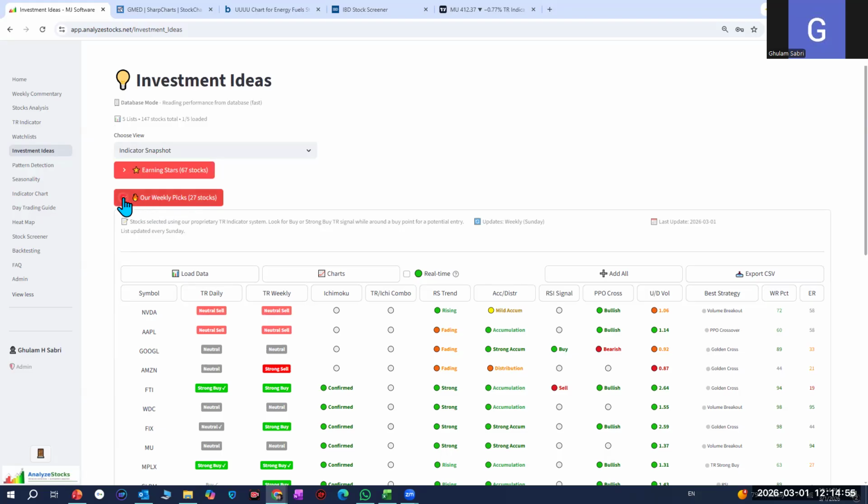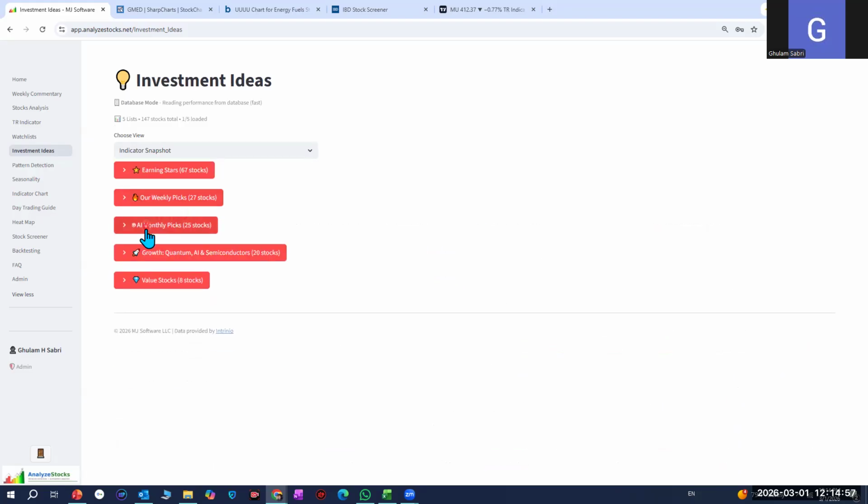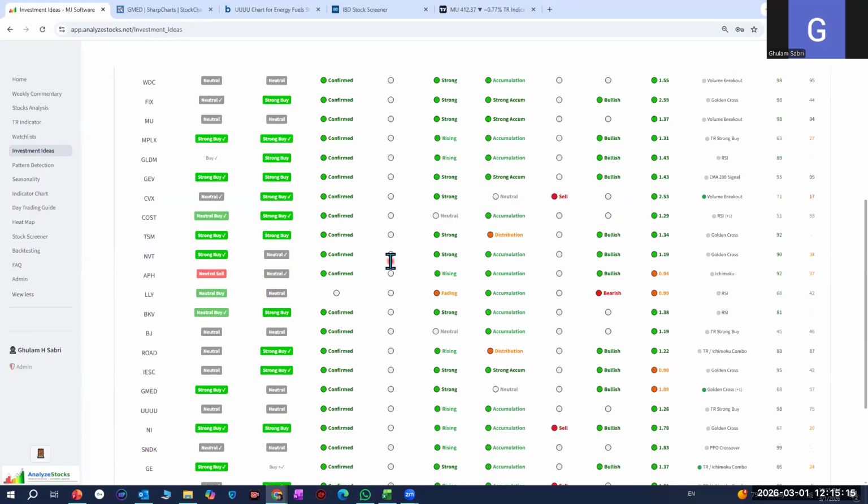Weekly picks get updated once a week. The rest are monthly picks, and those are updated on the second of every month. So after the first trading day ends, I will hopefully update it by the end of tomorrow. These three.